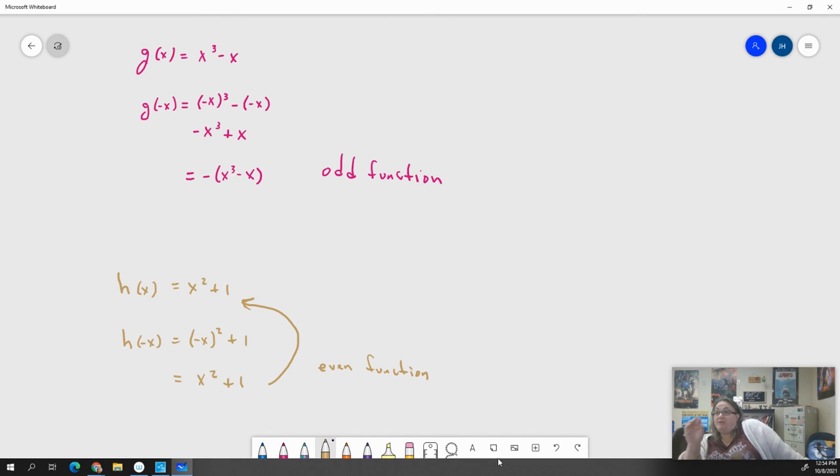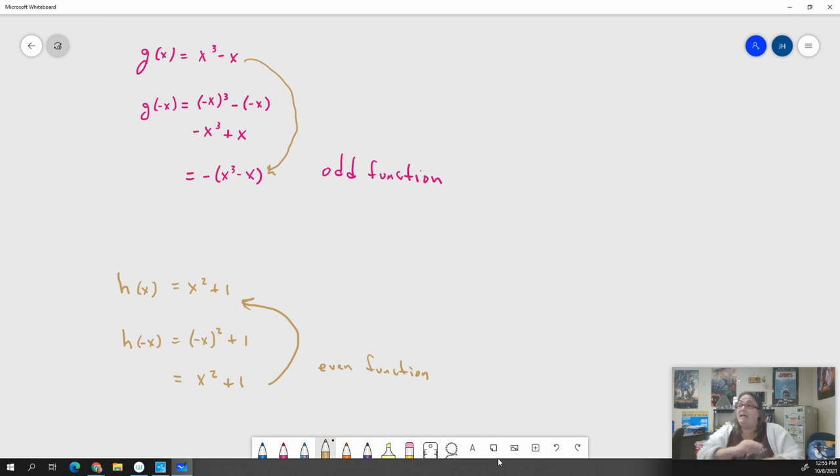Literally, you're just taking whatever equation they give you and plugging in negative x. If you get back what you started with, it's an even function. If you get back a negative of what you started with, it's an odd function, right? Here we got back exactly what we started with, except we have this negative in front of it. So it's odd.